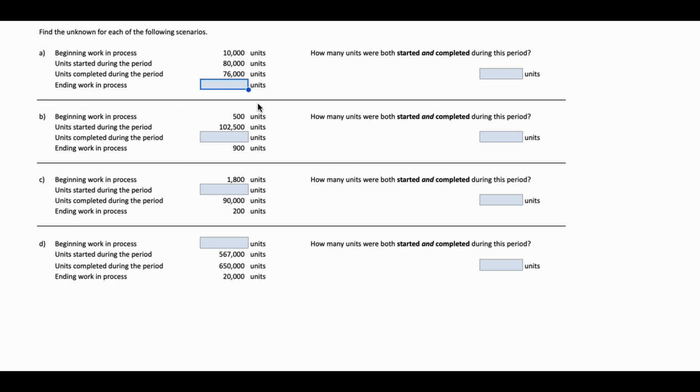So when we think about that as a mathematical equation, we would start with the units already on the production line. We would add to that the units that we began this month, and we would subtract from it the units we took off the production line.